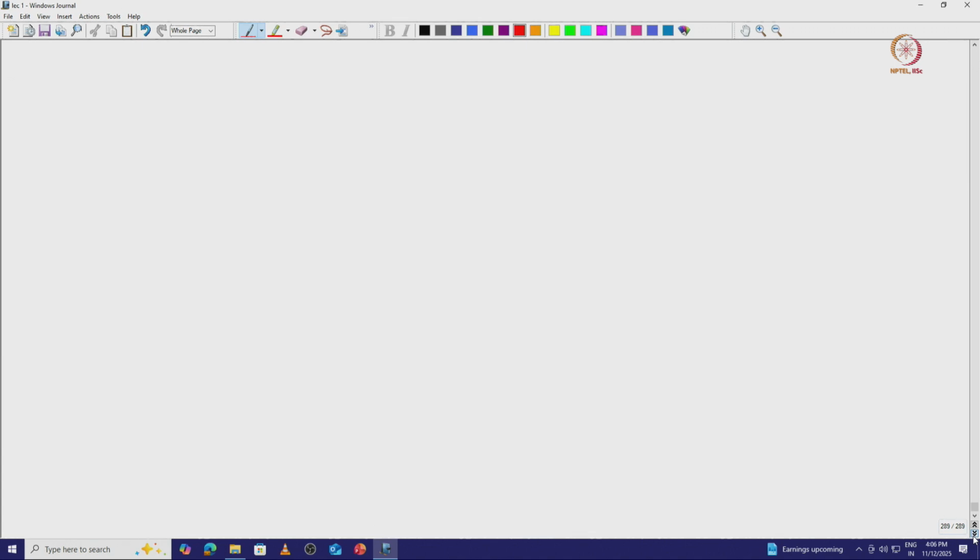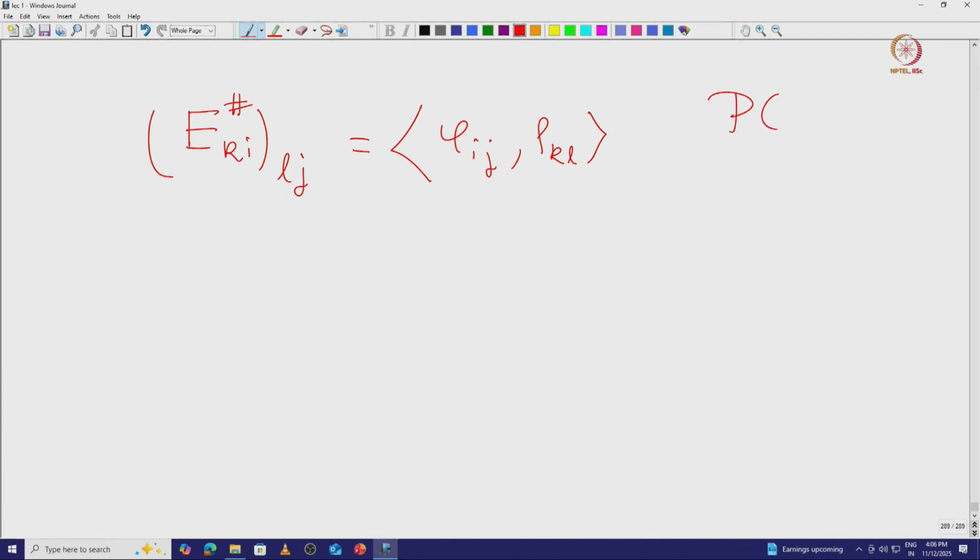So, if you recall what we did, we said that the (i, j)th entry of this E_k is given by this inner product ⟨φ_ij, ρ_kl⟩. But what is this? This is exactly the (j, k) entry of the matrix of P with respect to the standard basis. So, P is the projection operator which is given by t goes to t#.